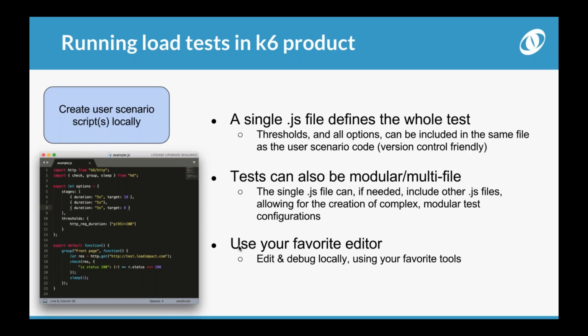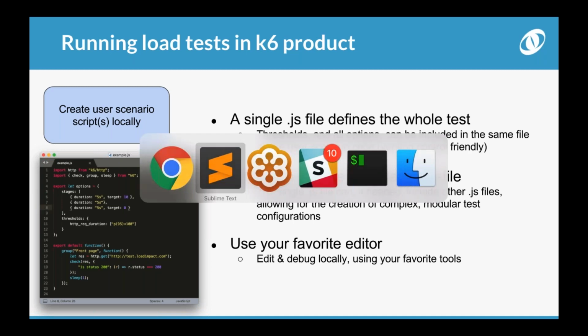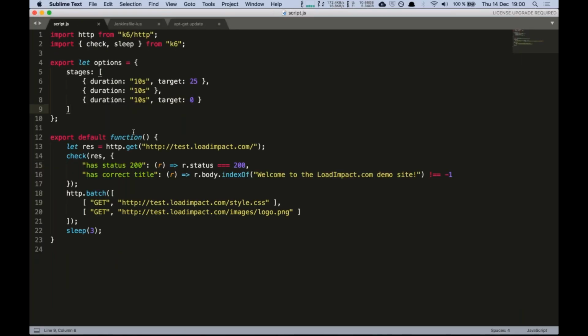So let's now have a look at a simple K6 script. This is more or less the K6 version of the Lua test we created earlier. At the top, we have some import statements to import some functionality that we need in our script. The second part here is the test configuration.